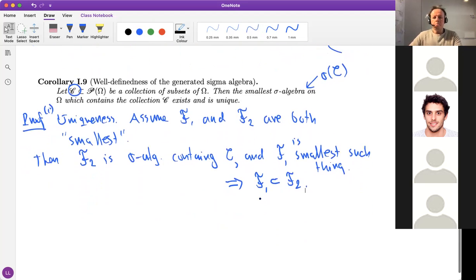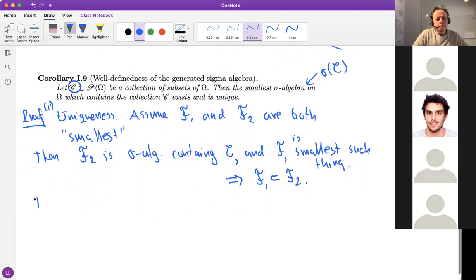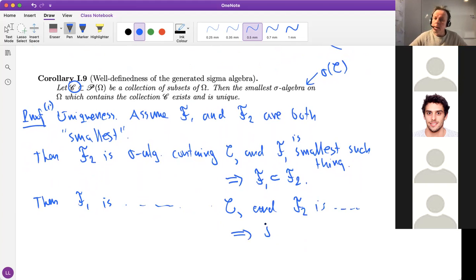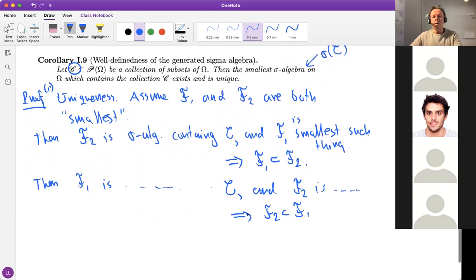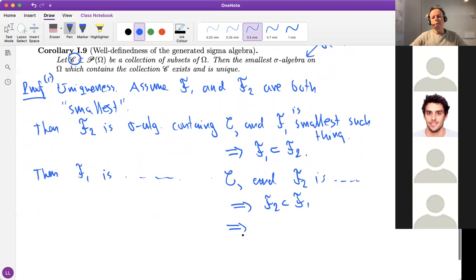But then symmetrically, F1 is also a sigma algebra containing C, and F2 is smallest. So we reverse F1 and F2. We conclude with the same logic that F2 is contained in F1. And if we combine these two observations, we conclude that F1 is actually equal to F2.